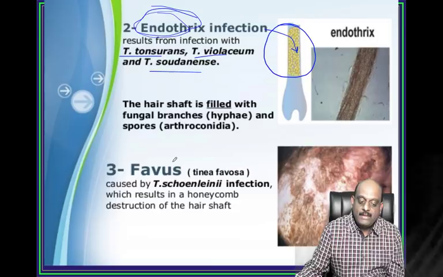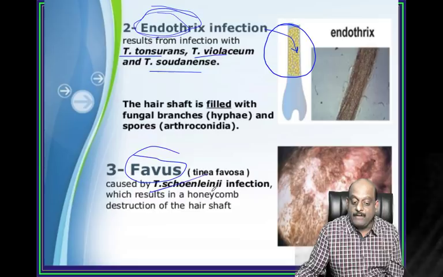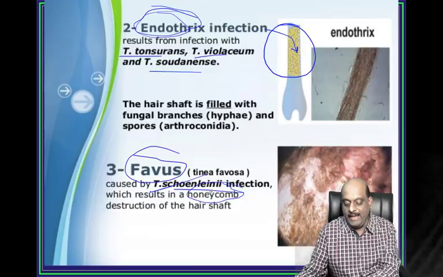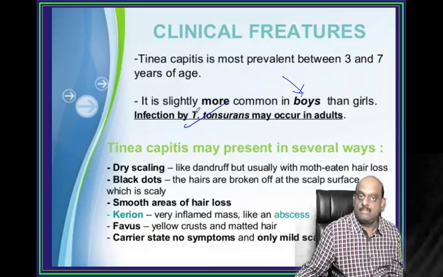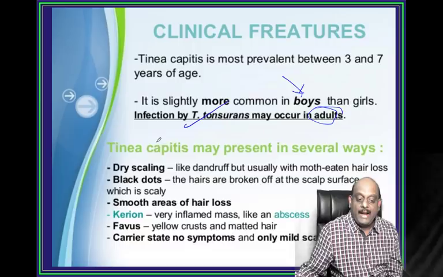Then you have favus. Favus is caused by Trichophyton schoenleinii. It leads to a honeycomb destruction of the hair shaft. It is more common in boys. Trichophyton tonsurans can occur in adults. And tinea capitis, how does it clinically present?